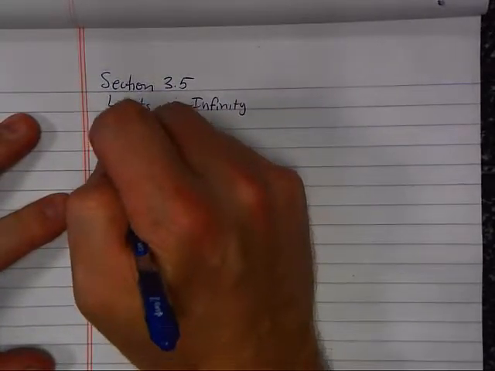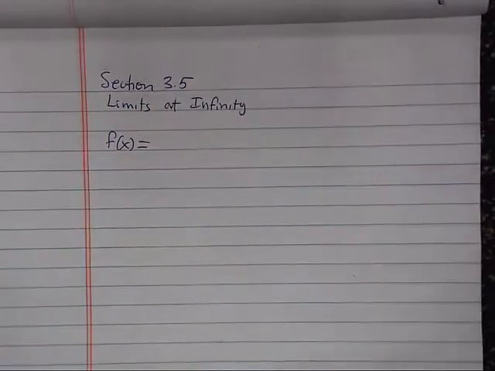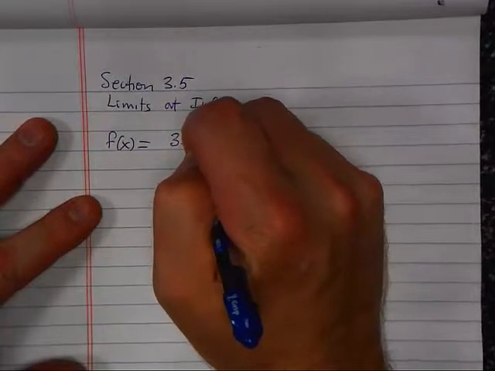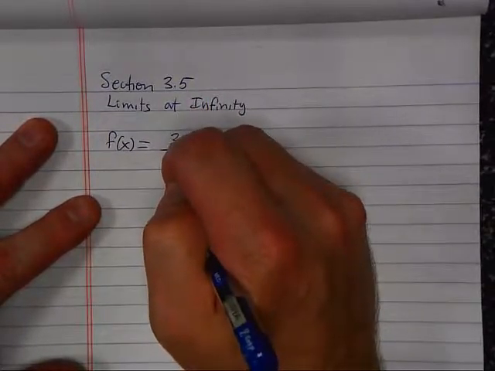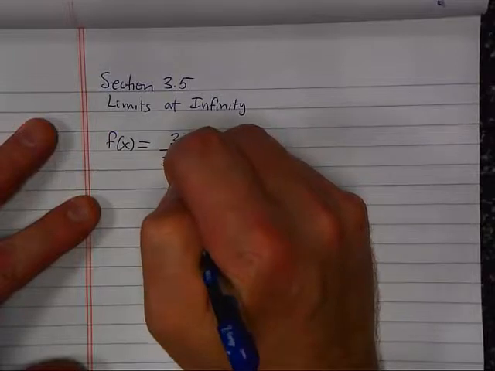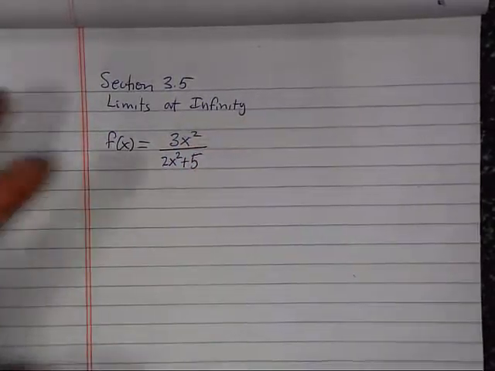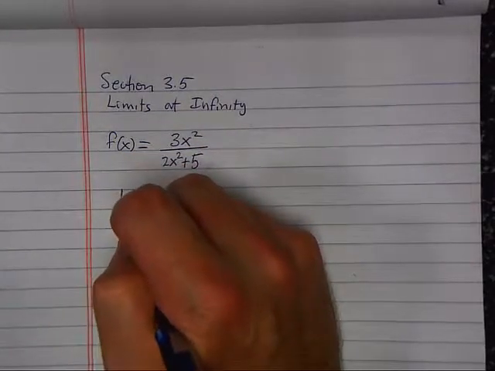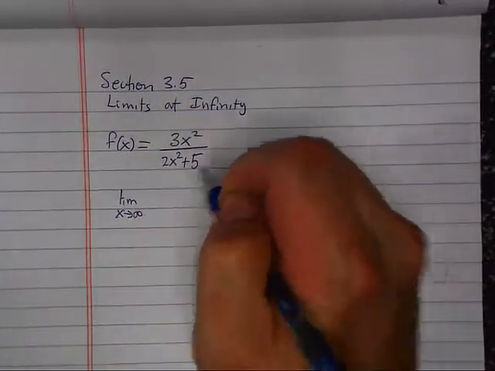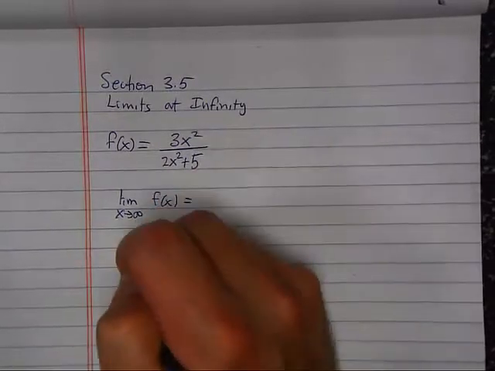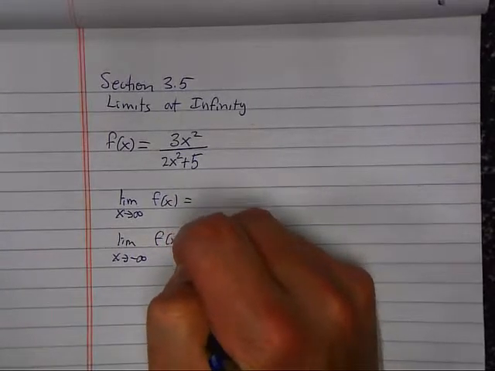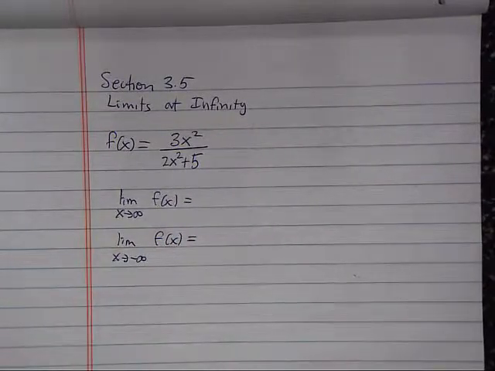Let's take a look at the function f of x is, how about 3x squared over 2x squared plus 5. I want to know what's happening when x goes to infinity of this function. And I also want to know what's happening when x goes to negative infinity. What do you do? Any ideas?